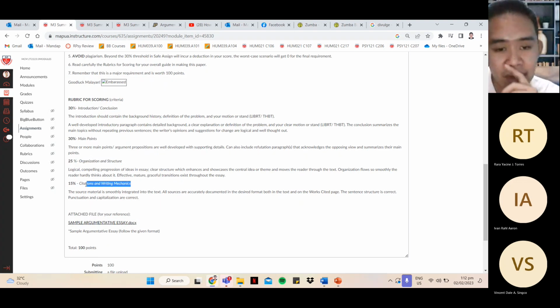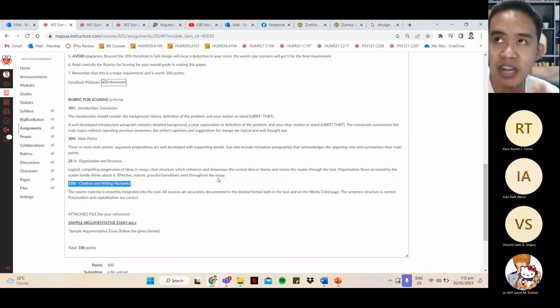15% for the citations and writing mechanics. So a good paper should also be integrated well with in-text citations from research. When I mean research, it should not be copy pasted lang, no? It should also include your own point of view and opinion. Okay, this is the purpose of the essay. It's not purely a research paper, but it's an argumentative essay. So you have to create a stance, and through research, you can support it. Okay, so use APA format for the reference section.